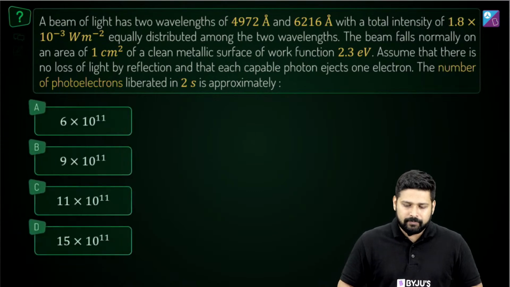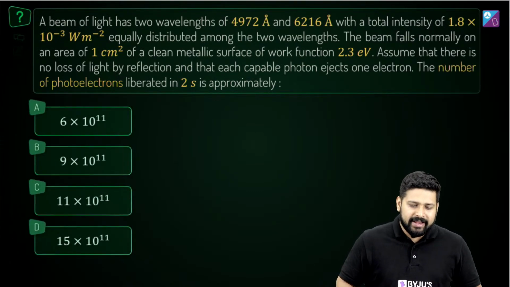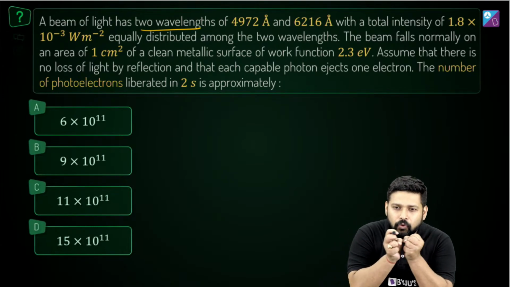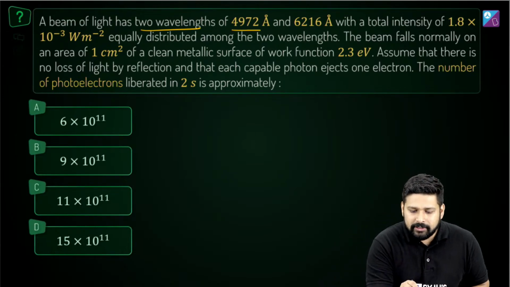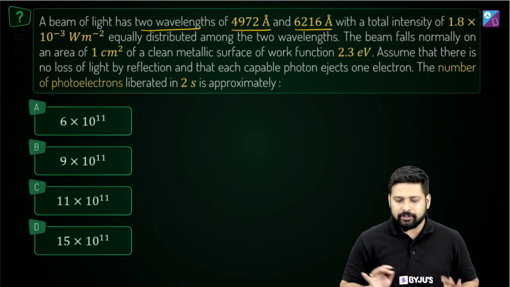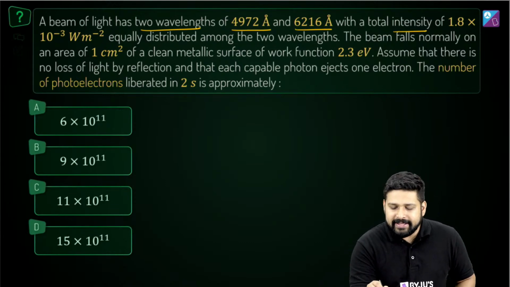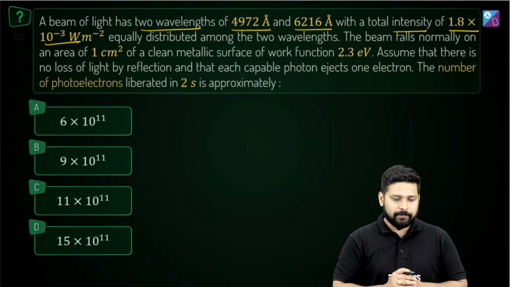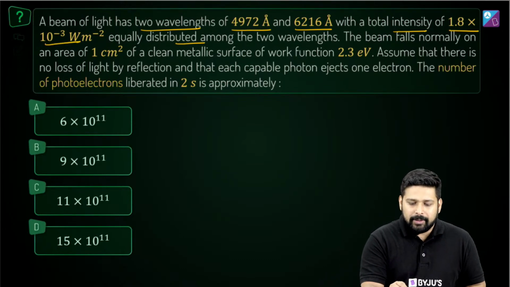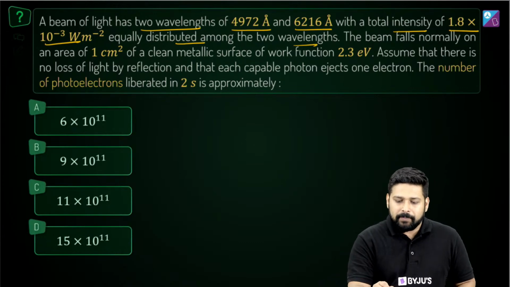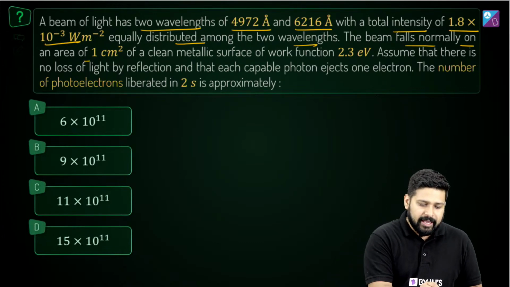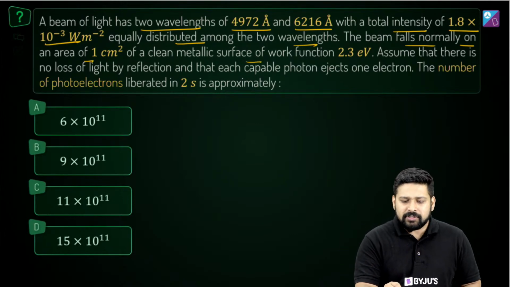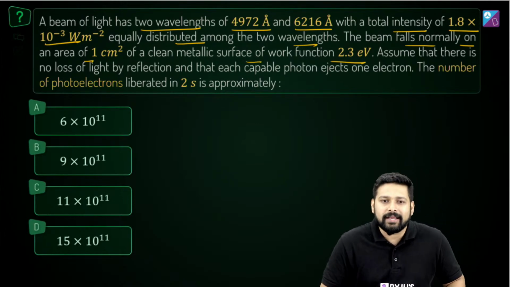The question is, a beam of light has two wavelengths. A beam is coming that consists of two wavelengths. One is this much angstrom, another is this much angstrom, with a total intensity of 1.8 into 10 to the power of -3, equally distributed among the two wavelengths. The beam falls normally on an area of 1 centimeter square of a clean metallic surface of work function 2.3 electron volt.